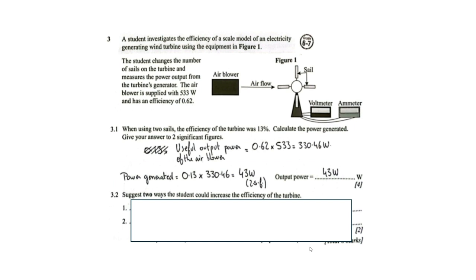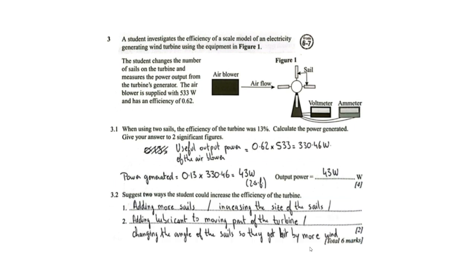Suggest 2 ways the students could increase the efficiency of the turbine. So they could either add more cells or increase the size of the cells, maybe getting them to have a higher surface area, add lubricant to the moving part of the turbine, or change the angle of the cells so they get hit by more wind. So you have to choose 2 of these in order to get the 2 marks.